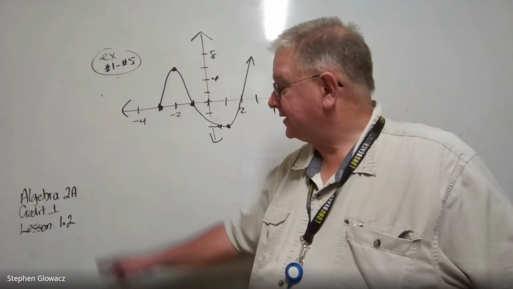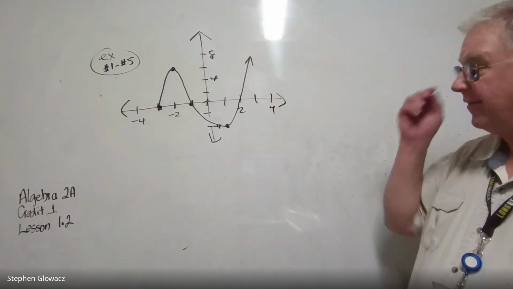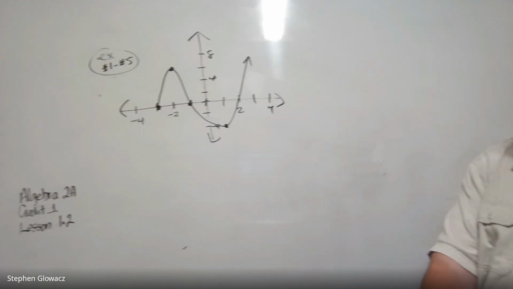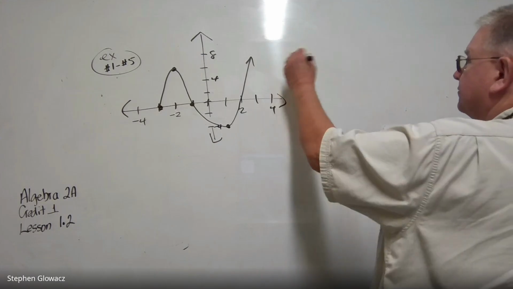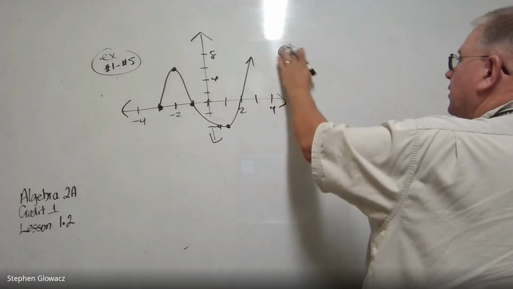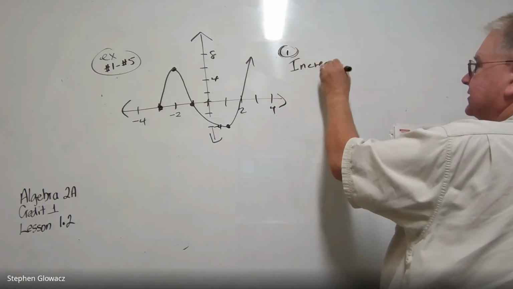Okay, these are the examples for Algebra 2A Credit 1, Lesson 1.2. In this first graph, we're going to answer 5 questions. First thing for number 1, so this will be our example for number 1 here. I'll just put 1 there. And we want to know where the graph is increasing.